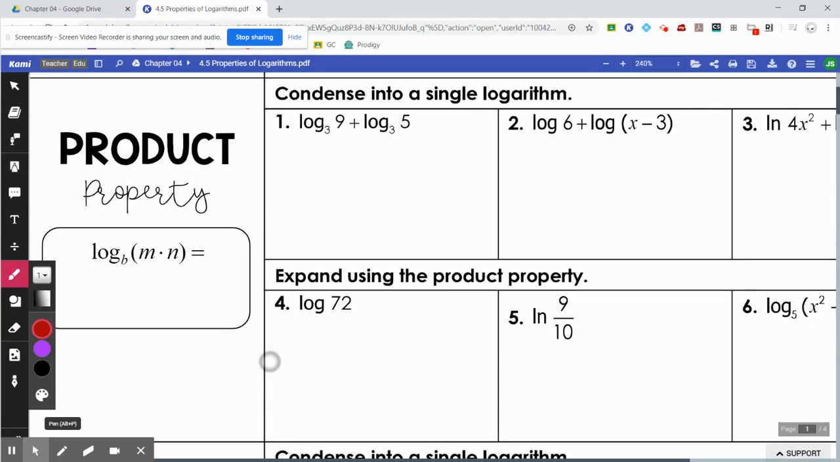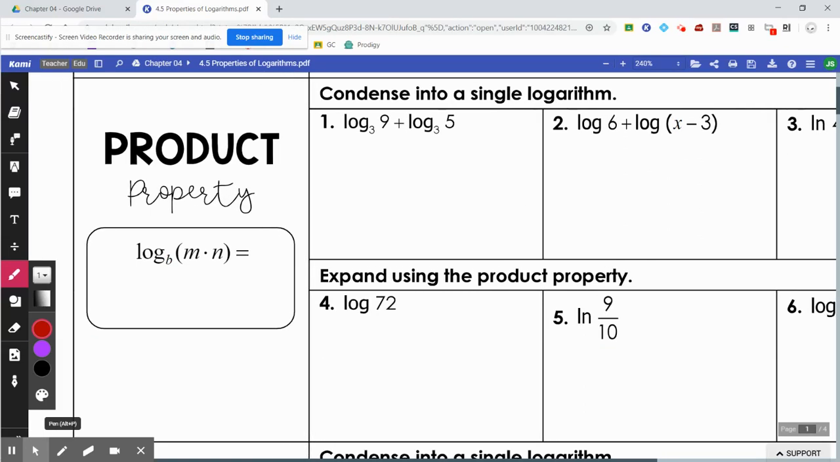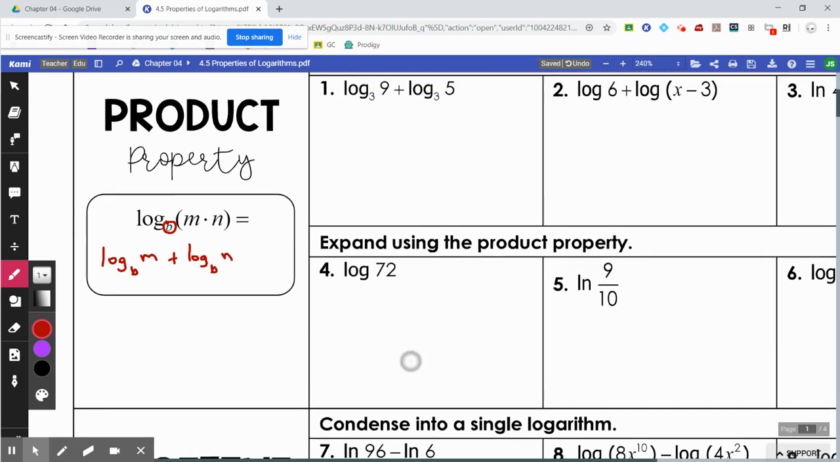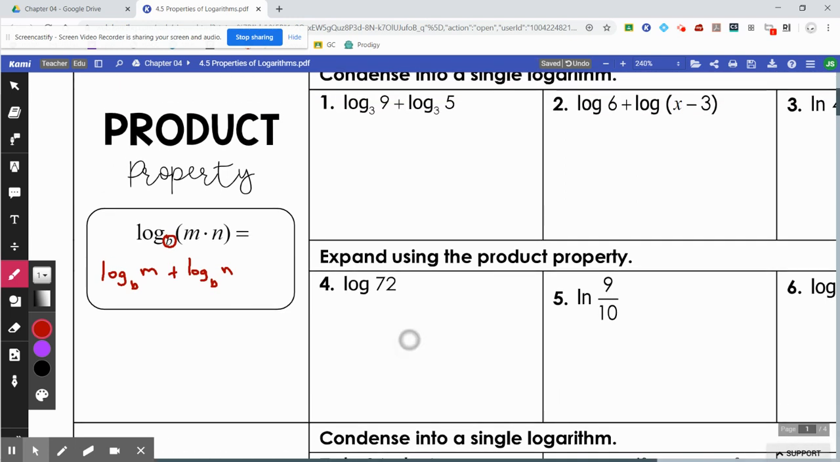Okay, in this video we're going to be talking about the properties of logarithms, and we're going to start out with the product property. And here's what the product property says. If you have a log of any base of two things being multiplied together, we can actually split this into the log of the same base of m plus the log of the same base of n. Therefore, the log of a product can be split into the sum of two logs.